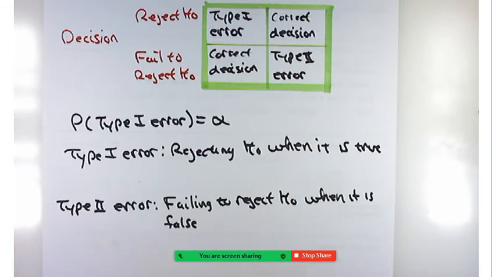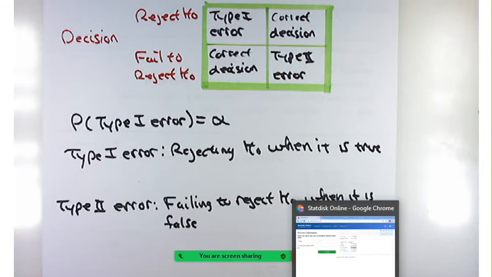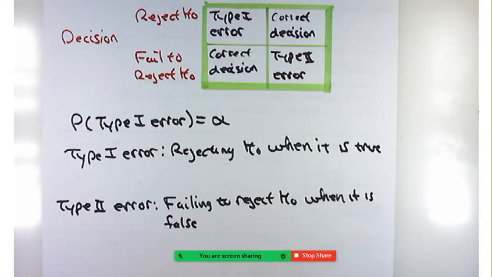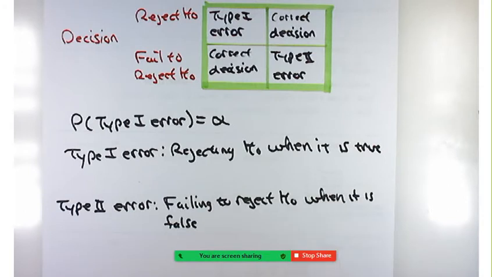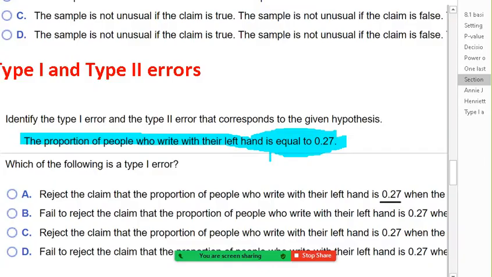Let's practice this. I kind of like the fact that when they're doing this on my stat lab, you get a little bit of a crutch. So let's take a look at what that crutch is. It says identify the type 1 and type 2 error that corresponds to the given hypothesis. So first things first, let's write down what this original claim is and then set up a null and alternative hypothesis based on that. So call this example 1.